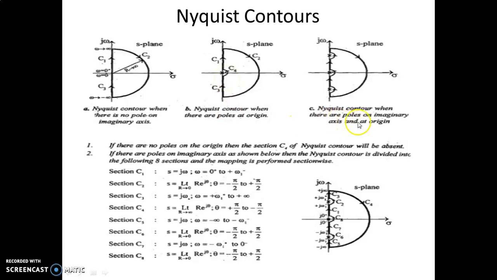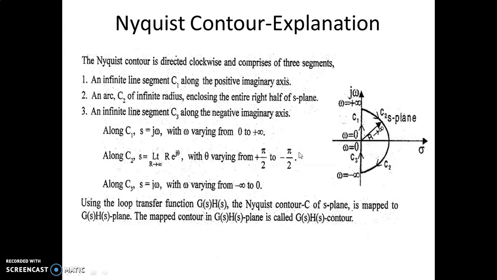Similarly, if the transfer function has poles at the origin and also on the imaginary axis, at that time you have to take the Nyquist contour this way. Similarly, depending upon the poles, if there are multiple poles on the imaginary axis and also at the origin, then you have to take this fourth Nyquist contour. So these are the Nyquist contours. How it works, I will explain in the next step.